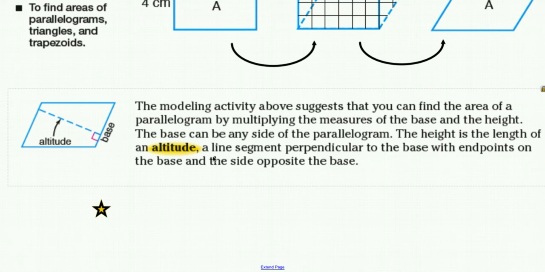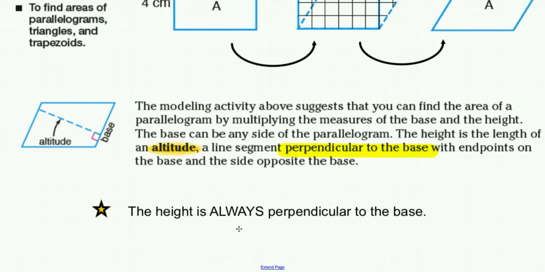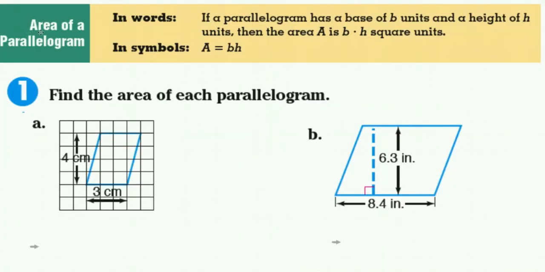So you need to remember this particular line right here, that the height is always perpendicular to the base. When you're looking for the height, you're always looking for a line that is perpendicular to the base, or that creates right angles with the base. Okay, so let's take a look at the formula for area of a parallelogram. If a parallelogram has base b units and a height of h units, then area A is base times height square units, or in symbols, area equals bh. So base times height.